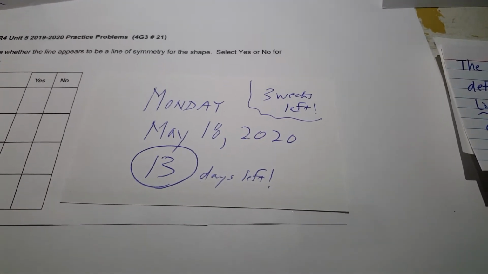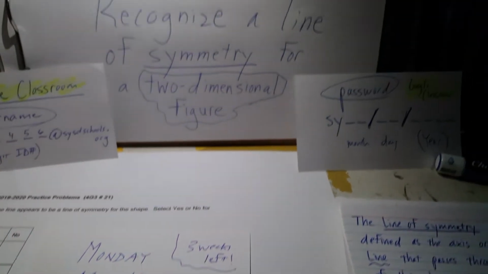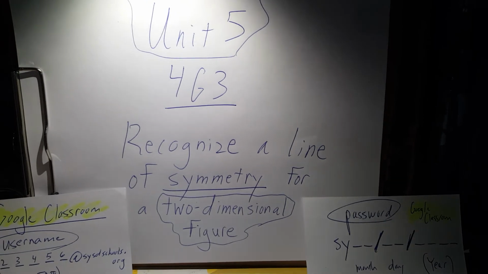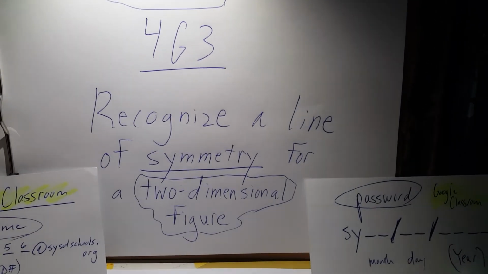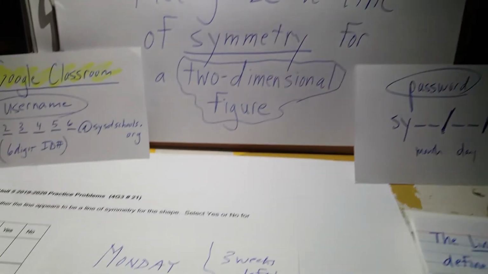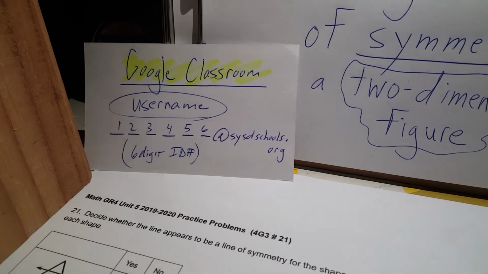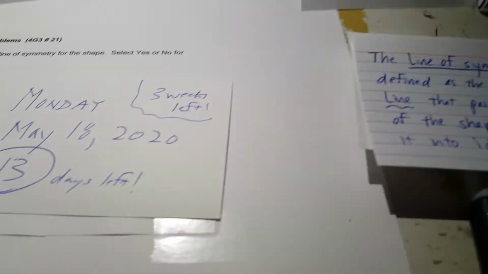There are only 13 academic school days left for the 2019-2020 calendar. We are wrapping up with our last standard for the year, which is for Unit 5, 4G3: Recognize a line of symmetry for a two-dimensional figure. Remember, for the next 13 days, get in that Google Classroom and do your assignments, please. There's the password set up.